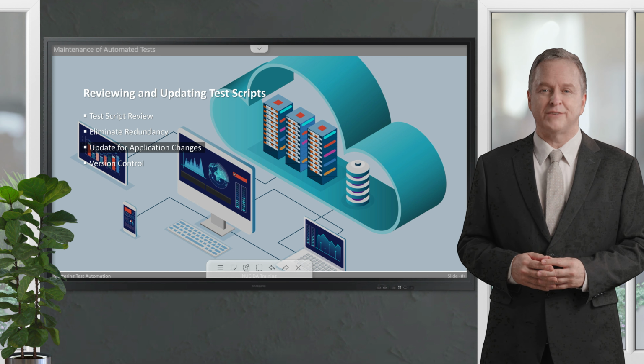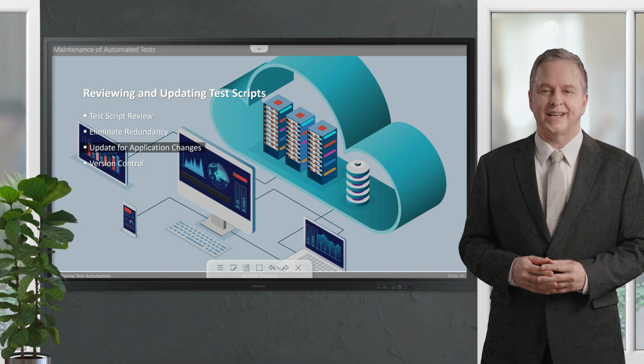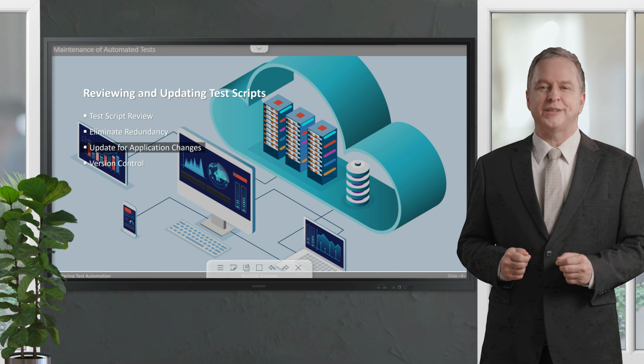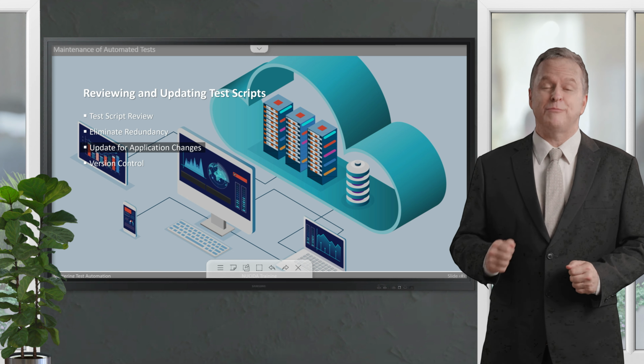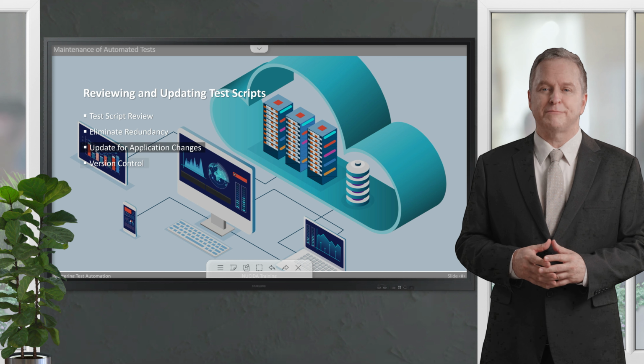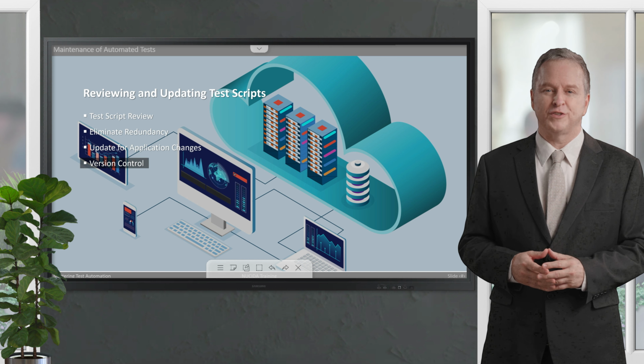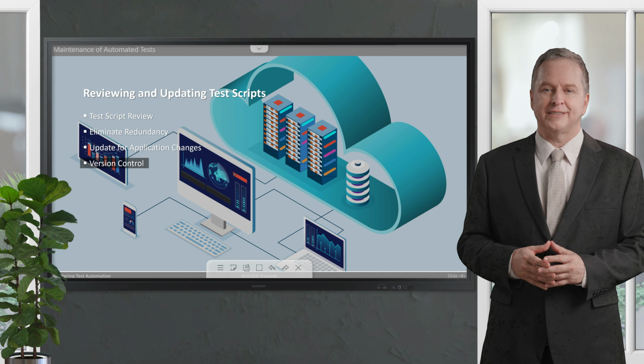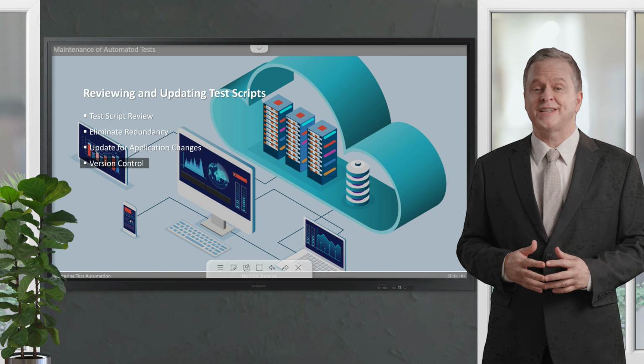3. Update for application changes. As the application under test evolves, update your test scripts accordingly. Incorporate changes in UI elements, workflows, or functionalities to keep the scripts aligned with the current application state. 4. Version control. Utilize version control systems to track changes made to test scripts. This allows for easy rollback to previous versions if needed, and provides a history of script modifications.